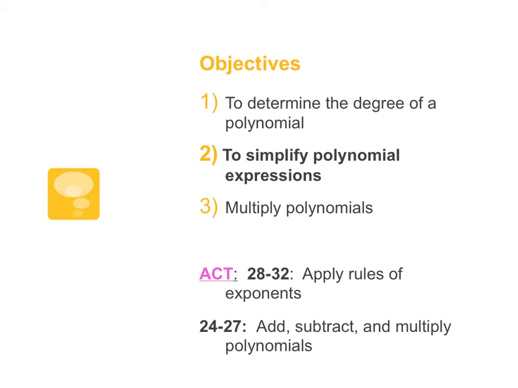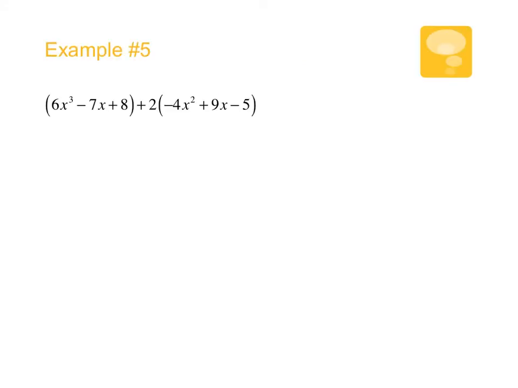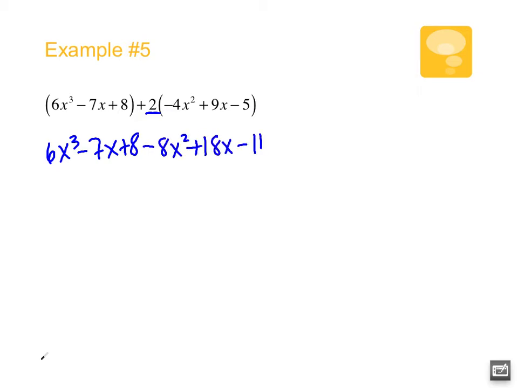Now we're going to simplify polynomial expressions. Again, this should be a review. Here's the first one. First thing I want to do is distribute that 2. So I'm going to rewrite this first polynomial. You don't really need those parentheses, so I would just get rid of them so that they don't confuse you. Multiplying by 2, we end up with negative 8x squared, positive 18x, and negative 10.